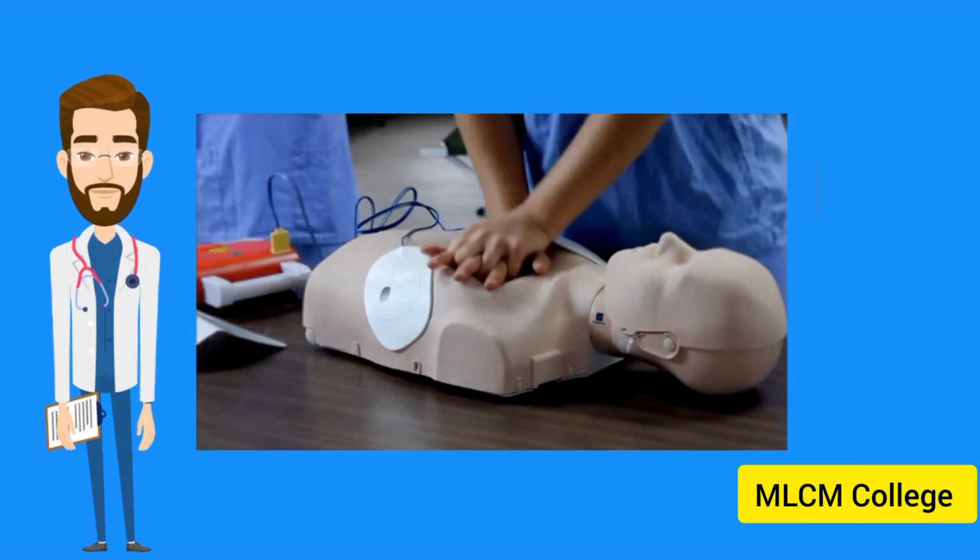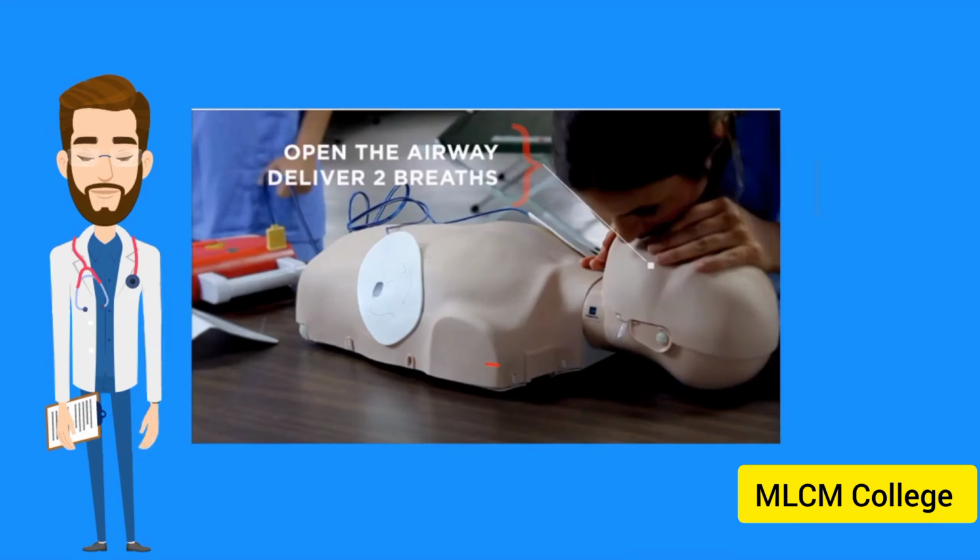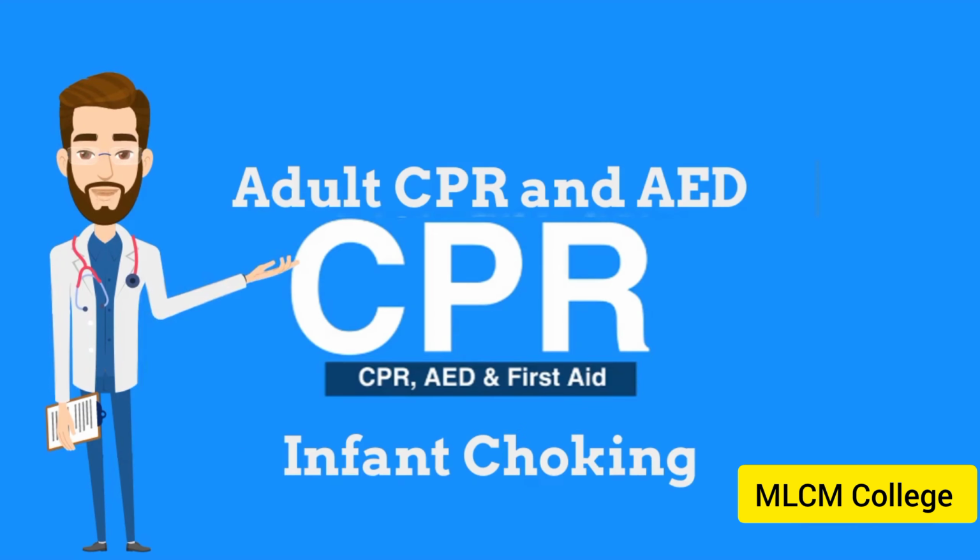After delivering the shock, resume CPR beginning with 30 chest compressions. Open the airway and deliver 2 breaths. Continue the 30:2 ratio until the AED prompts to stop or further help arrives.